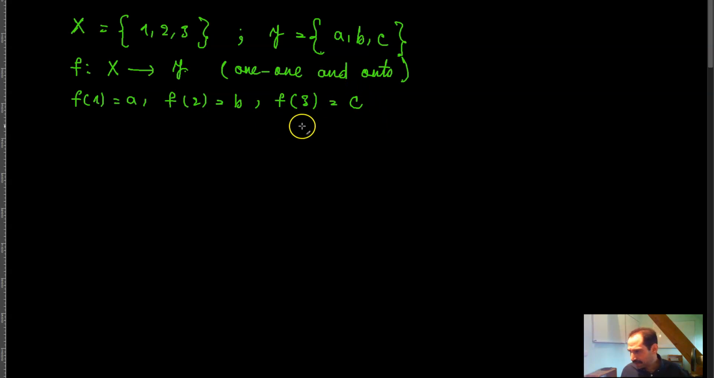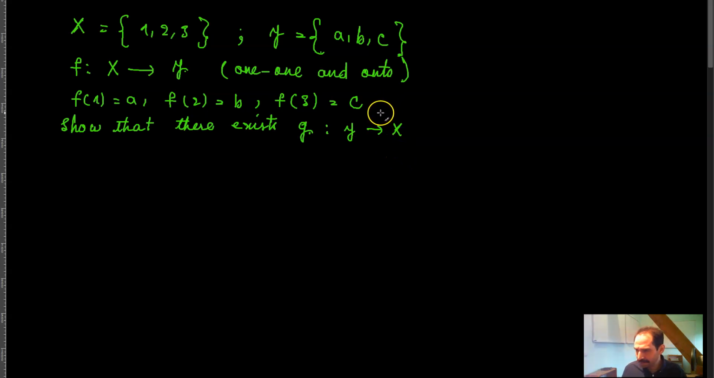And you want to show that there exists another function g, from Y to X, such that g o f is equal to I of X, and f o g is equal to I of Y. That means that g o f is the identity function on set X, and f o g is the identity function on set Y. So that's the question that we have here.